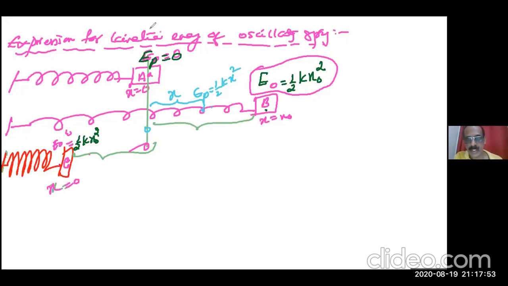During the oscillation of the spring, at an instant when it is at a distance x, potential energy EP is equal to half k x squared.